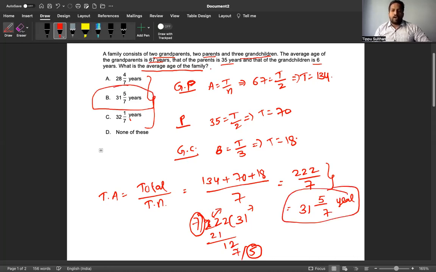So first, when you have multiple groups, you have to take the sum of all the elements in particular groups divided by the total number of elements. That's simple. So a few guys have done something wrong. Just check it out. What do they do?